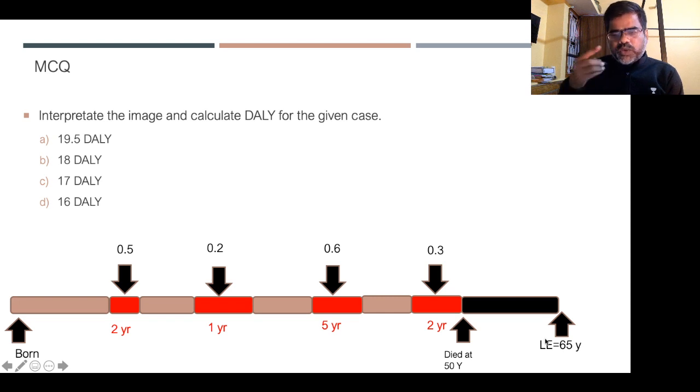One DALY is equal to one life year lost. Since the person died at 50 years, when he was expected to live till 65 years, the life lost due to mortality is 15 years. So that 15 years is the DALY due to mortality. But DALY also includes the morbidity part, so now you have to see the morbidity part also.